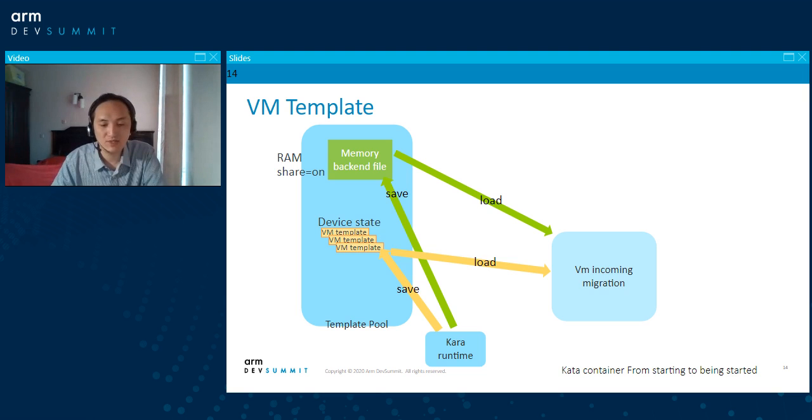But there's something wrong on Arm64. It is expected that the QEMU doesn't write anything to guest RAM memory until the VM starts. But it really does in Arm64 QEMU. So we fixed this issue and enabled the VM template feature for Kata Container.